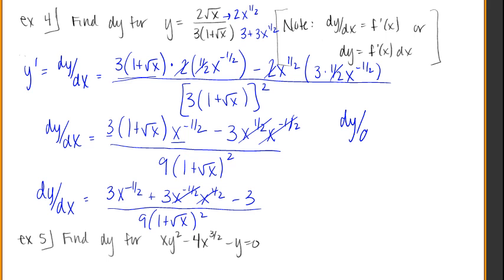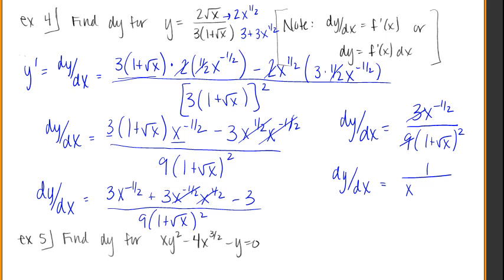Okay, so dy/dx is equal to 3x to the negative 1/2. A positive 3 and a negative 3 go away, all over 9 times 1 plus the square root of x, all of that squared. 3 reduces into 9. And if we want to write this without negative exponents, then it's 1 over x to the 1/2 and 1 plus the square root of x, squared.